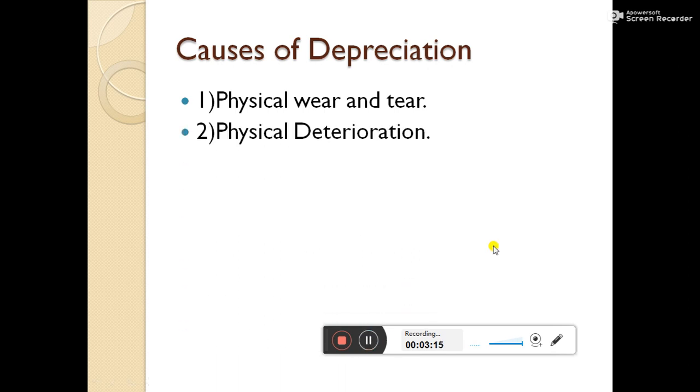Next cause is physical deterioration. Certain assets deteriorate with the sheer passage of time. Deterioration basically means that the assets are exposed to the elemental forces of nature such as wind, weather, etc. Next cause of depreciation is expiry of legal rights. Certain assets like patents, leases, licenses depreciate with passage of time and they expire.